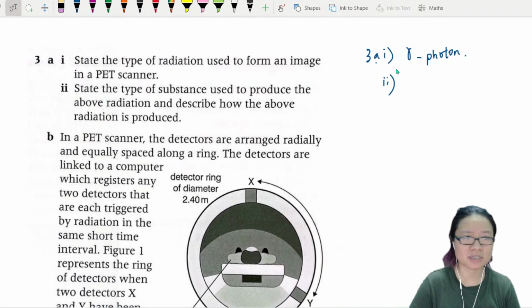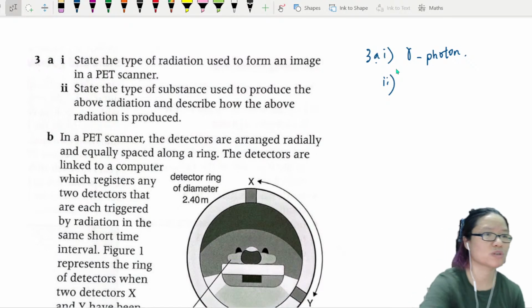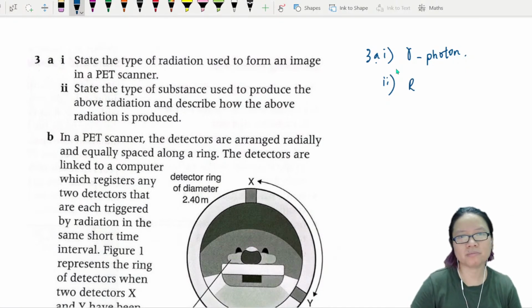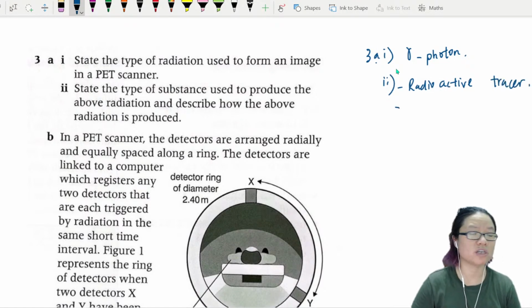State the type of substance used to produce the above radiation and describe how the above radiation is produced. So the substance that we use is called a radioactive tracer. Okay, how the radiation is produced is by positron annihilation.